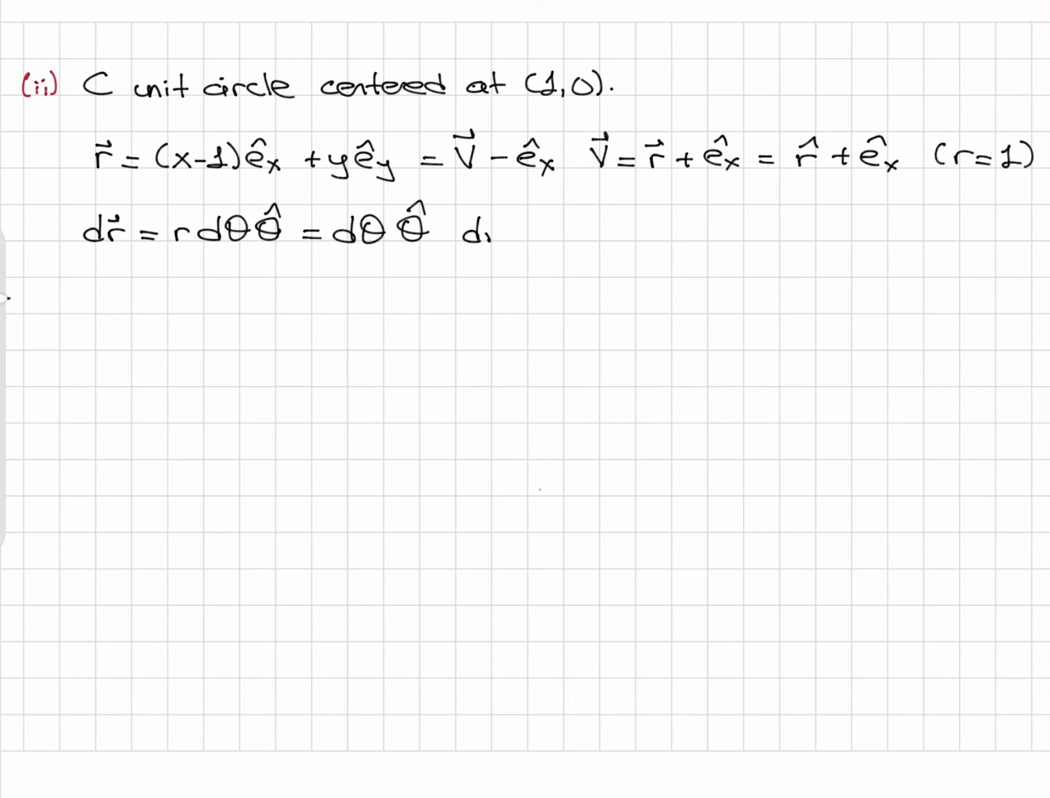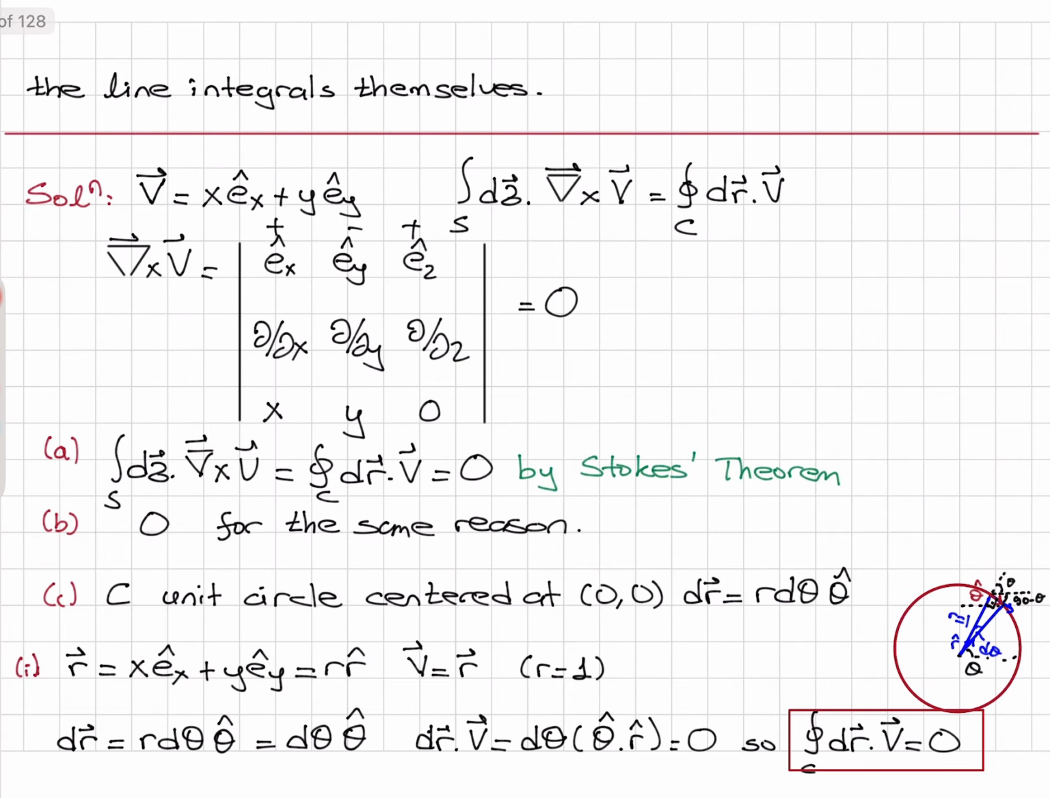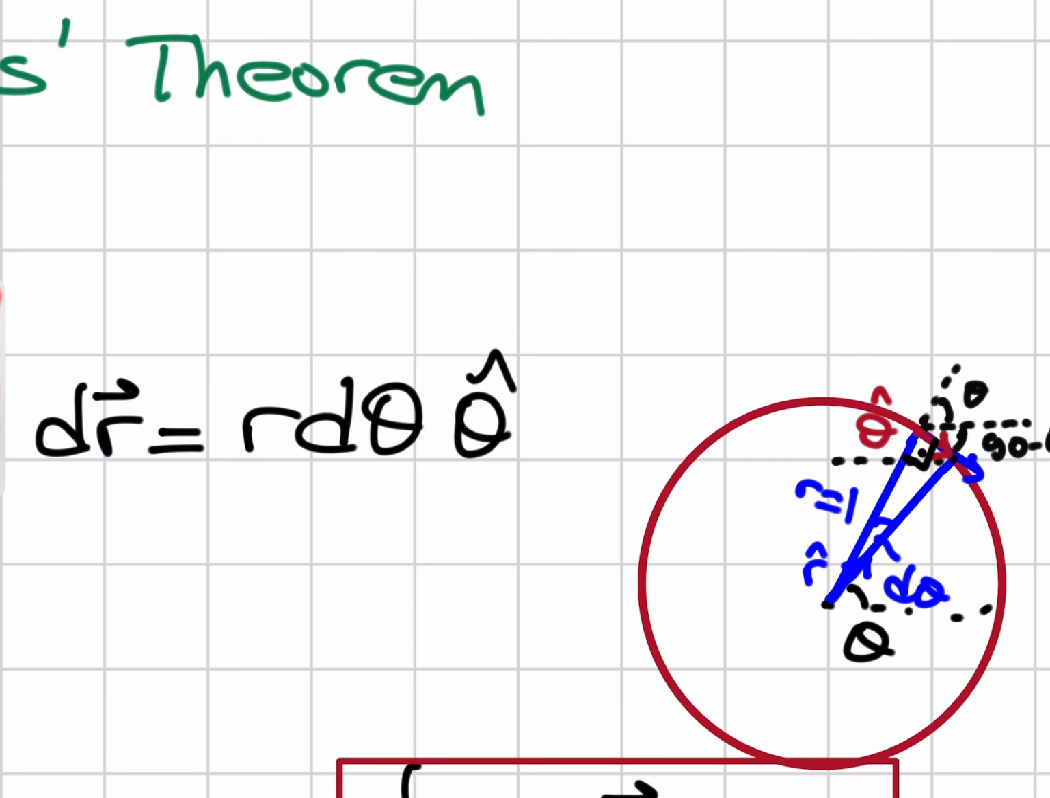Now if I look at dr dot product with V, it is d theta, theta hat dot product with vector V, r hat plus e_x hat. Because r hat dot theta hat is 0, this is d theta, theta hat dot product with e_x hat. Now, from the figure, we can figure out the x component of theta hat. So this is our r hat vector.